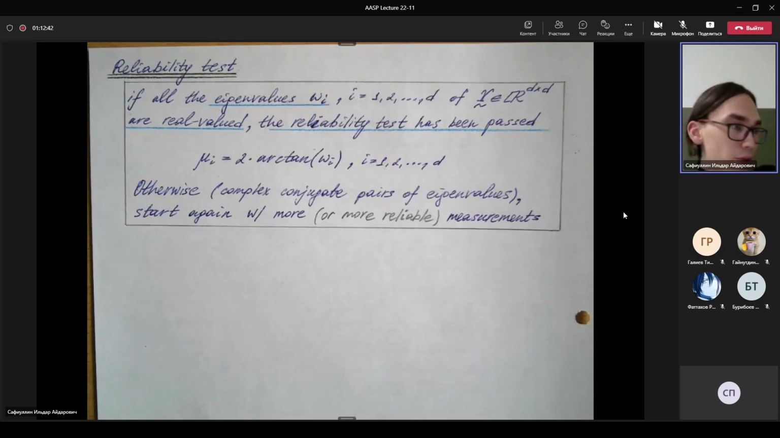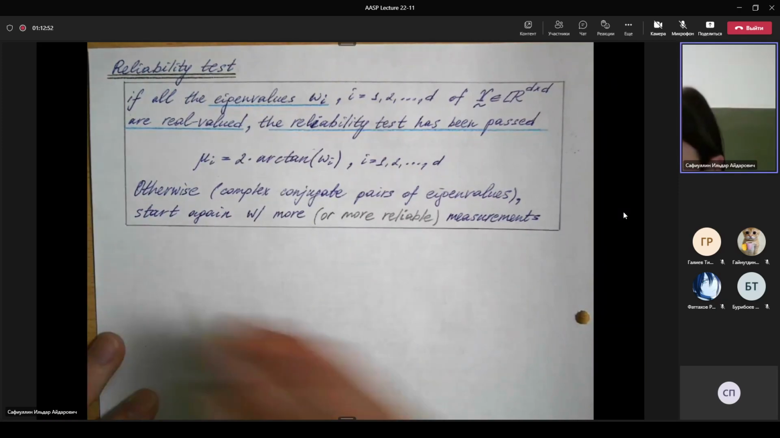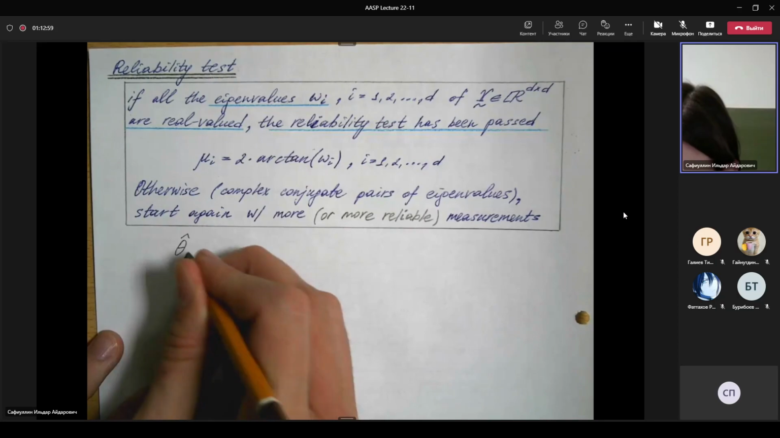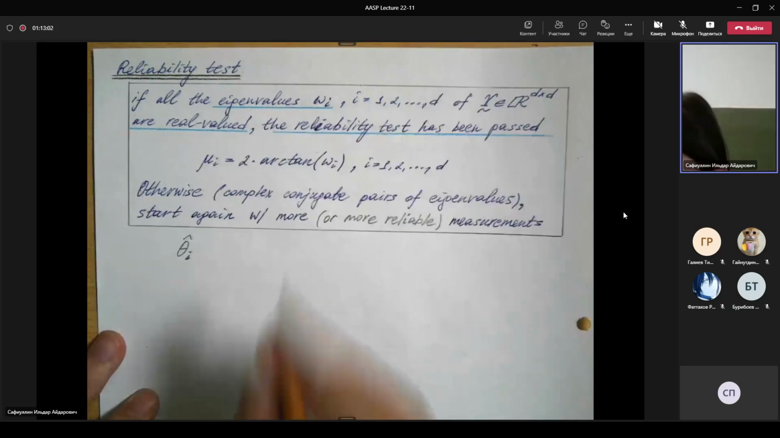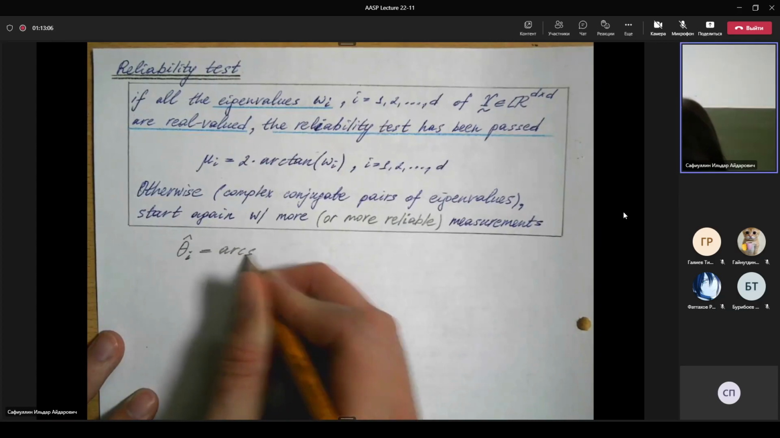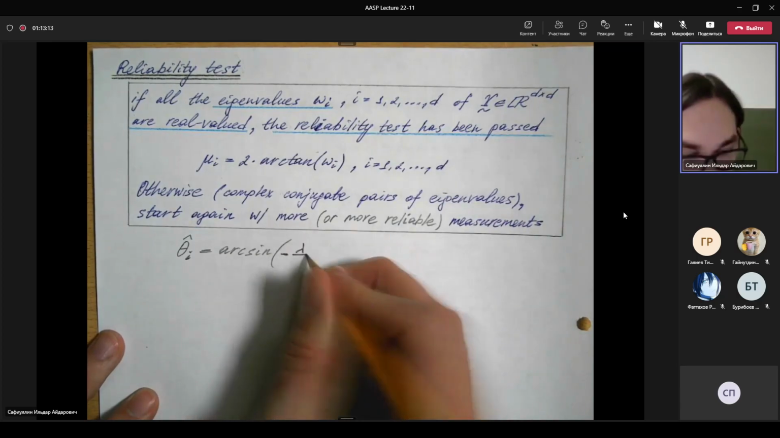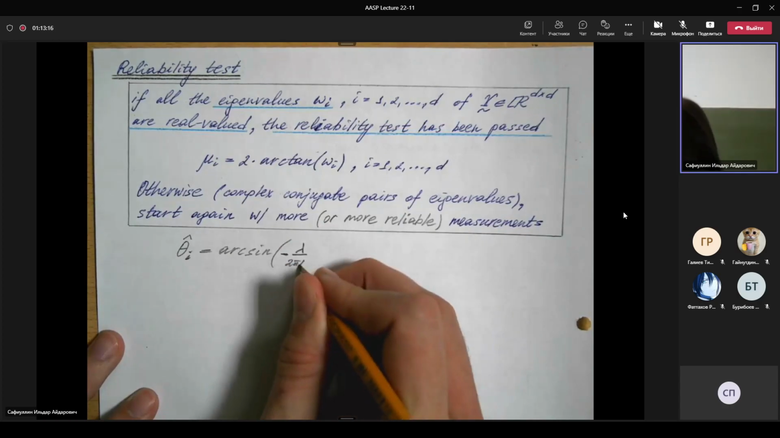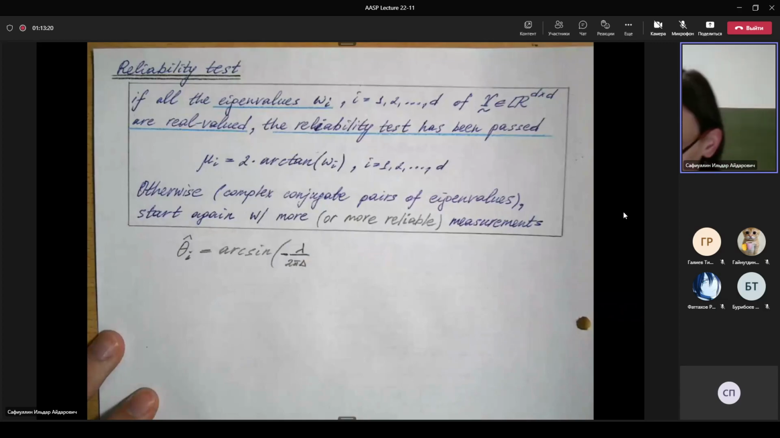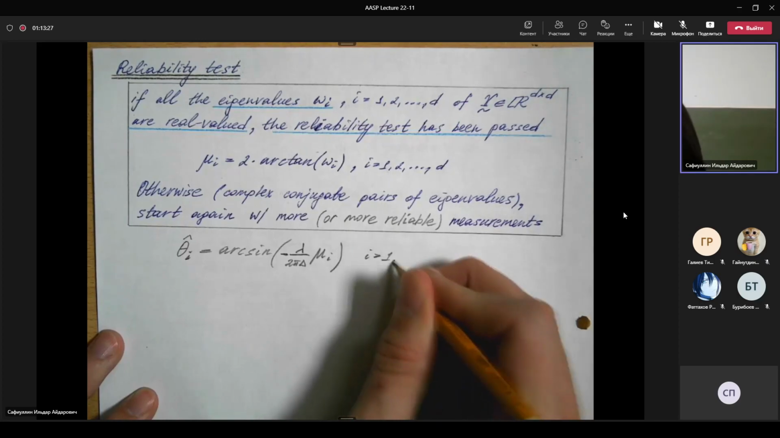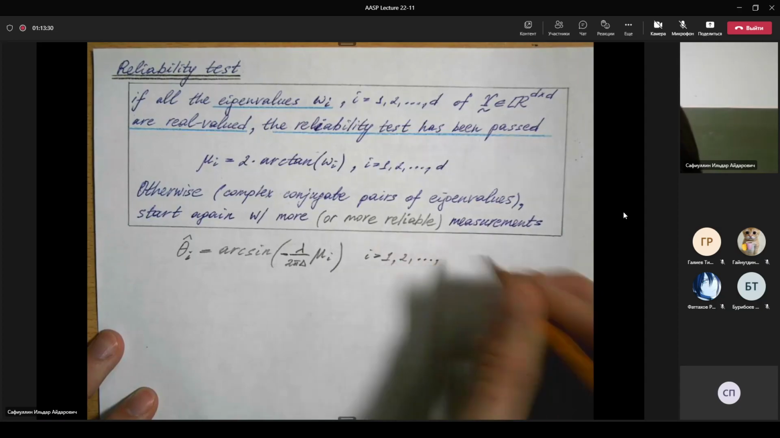So this is for the spatial frequency, but if we want to find the direction of arrival, so the estimation of the directions of arrival, in this case we need to calculate the estimation of theta sub i, which is equal to arcsine of minus lambda over 2 pi delta times our spatial frequency mu sub i, where i is 1, 2, up to d.